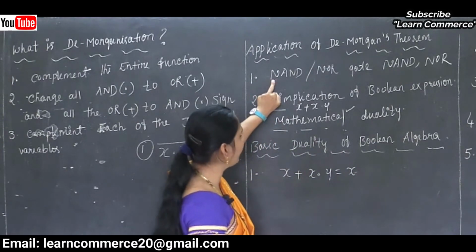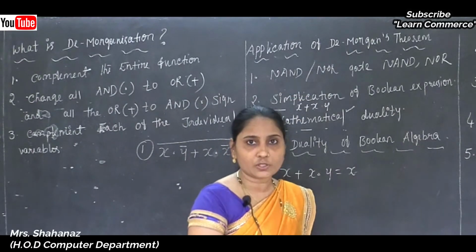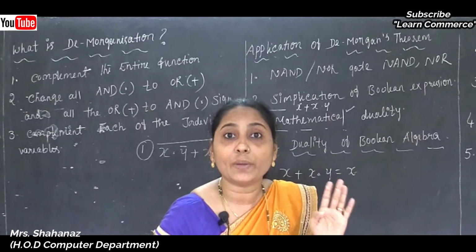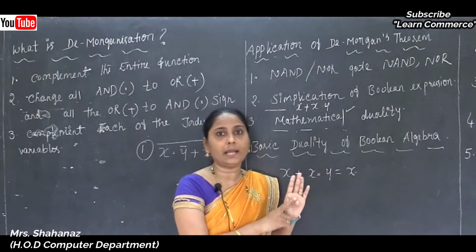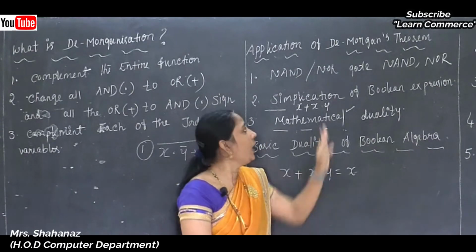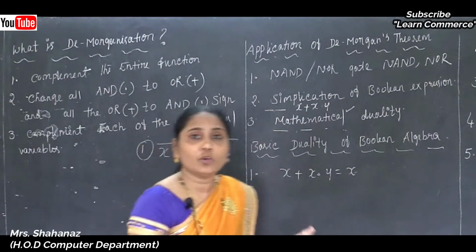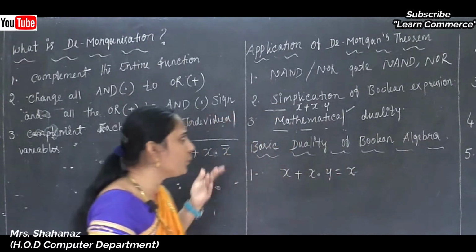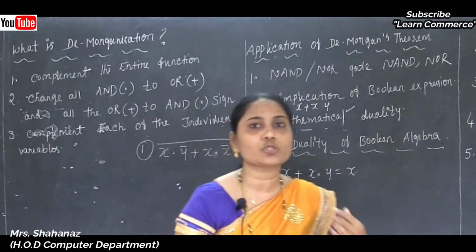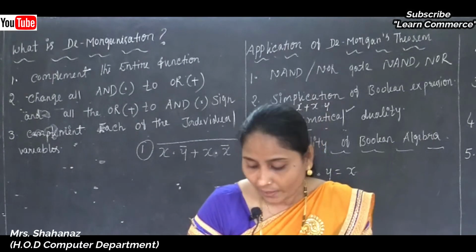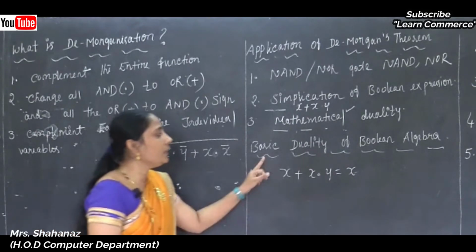So the first application, the first use of De Morgan's theorem, we can say that such a theorem is very useful in the operation of the basic gate operations, or alternative gates like our NAND gate and NOR gate. Next, it is also very useful in the simplification and solution of the Boolean expression formula or value. And next, it is also very useful for the general concept to solve mathematical duality.